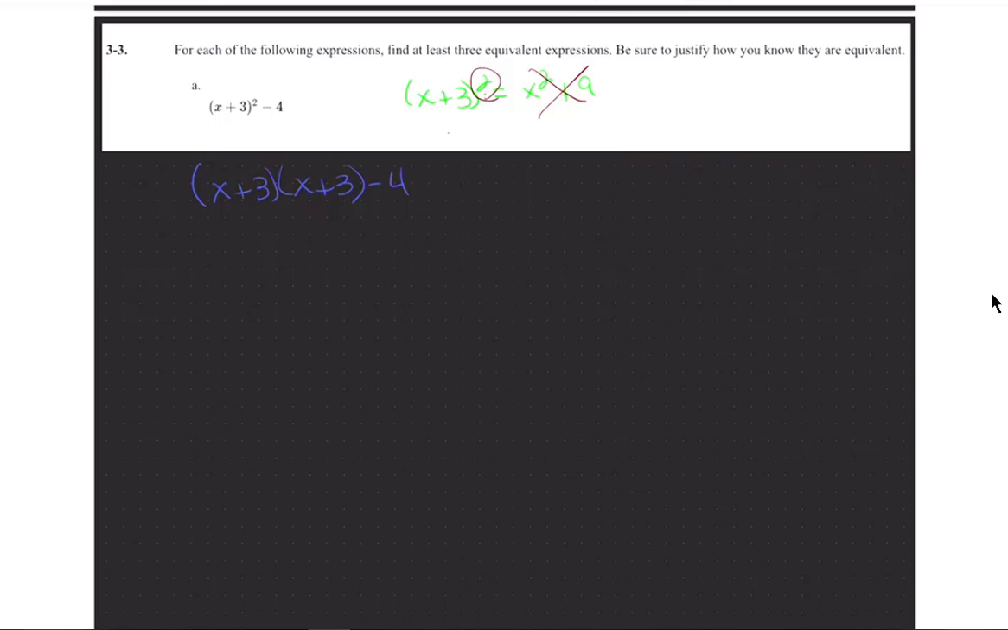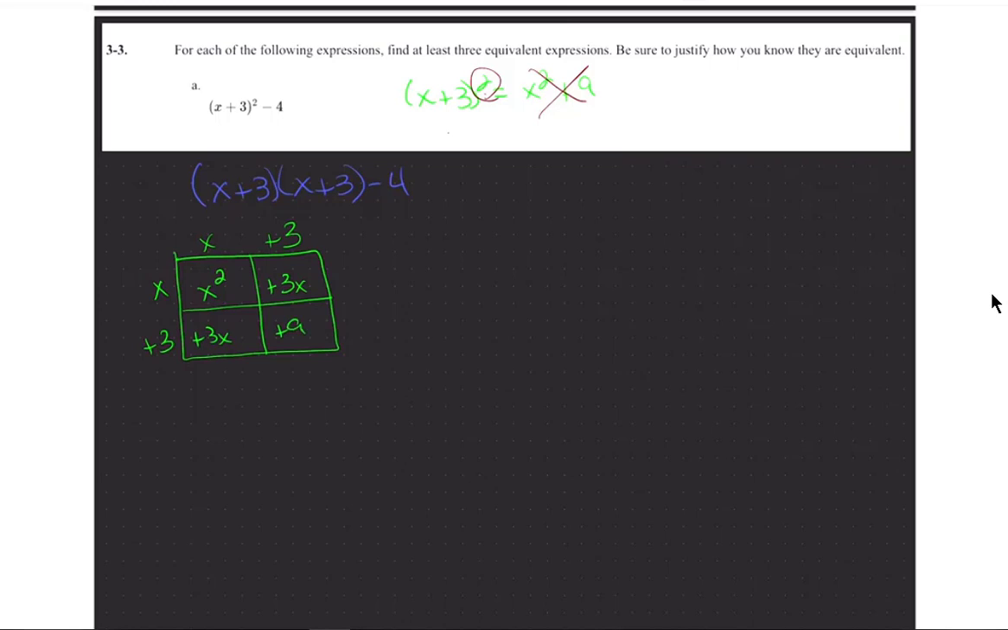And I'm just going to jump to the area model. Give myself a little space. All right. I have 2 terms, so it's going to be 2 spots. So then I have x plus 3 and x plus 3. So to do that area model, I'm going to have x squared plus 3x plus 3x plus 9.